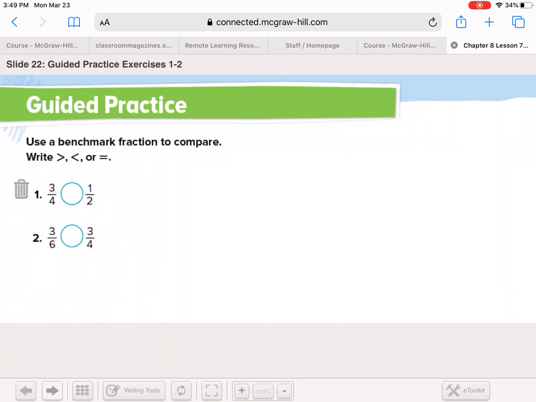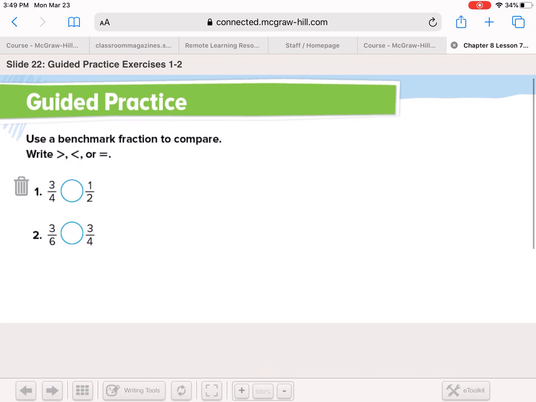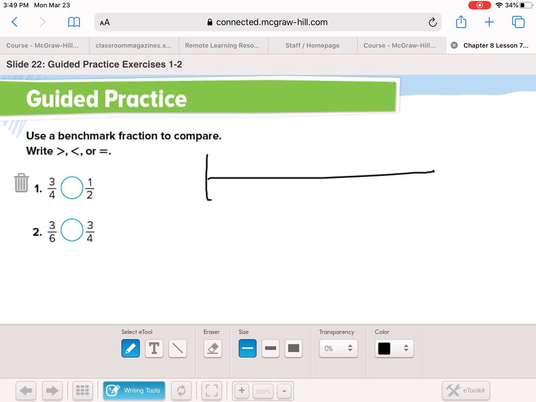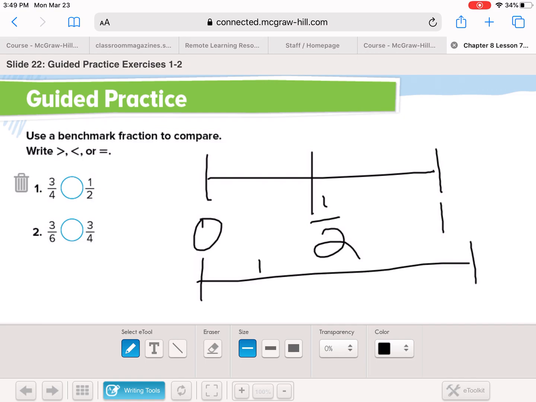Okay. They want to know, is 3/4 bigger than 1/2? Now I know this because I know that if I did a number line, okay? So here's 0, here's 1, and right in the middle is 1/2. Then I could do a number line and I'm going to cut it into fourths. 0, 1/4, 2/4, 3/4, 1. So I know that 3/4 is greater than 1/2.